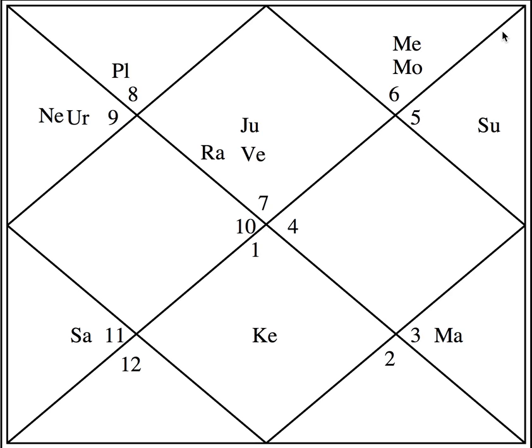So, that's it from my side: a Malavya Mahapurush Yoga with beautiful Venus sitting in the ascendant, and Dharma Karma Adhipati Yoga, and Sun in its own sign. These are beautiful placements.